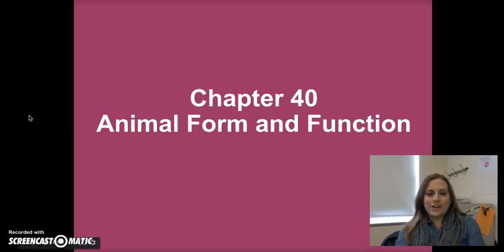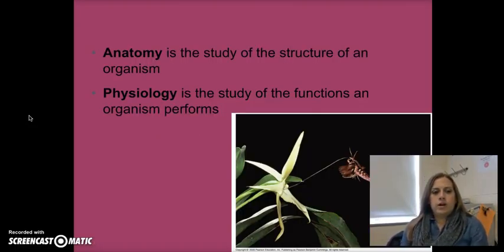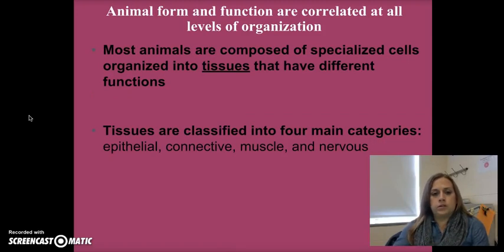Hey everybody, we are going to continue on talking about plants and animals, and we are going to talk today about animal form and function. And so to start out, we want to figure out how do we talk about this. And so we're going to talk a little bit about anatomy and physiology. So anatomy is the study of the structure of an organism, and then physiology is the study of the functions of an organism or the parts of an organism.